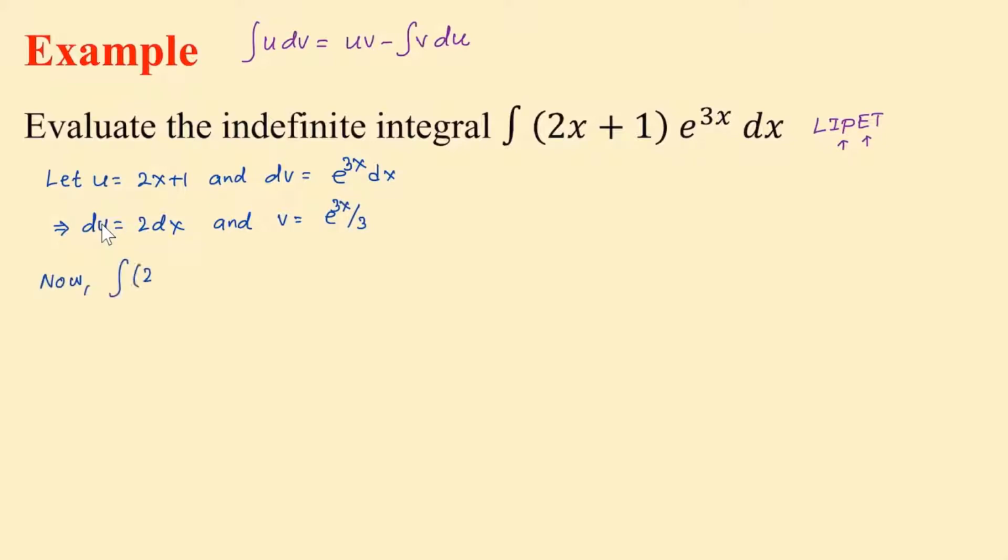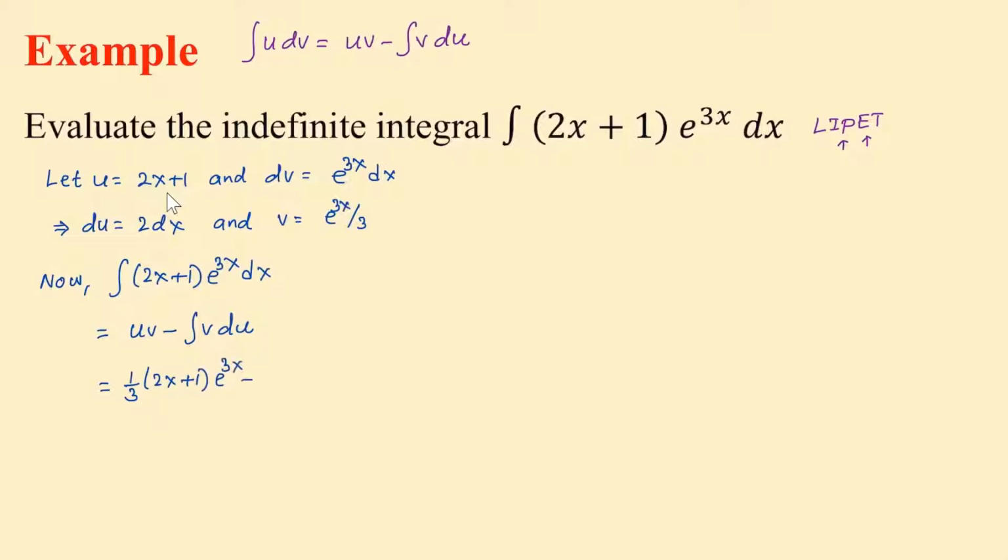Now the integral of 2x plus 1 times e to the 3x dx will be equal to uv minus the integration of v du, where v and du are the functions we found. Let's make that substitution. That's equal to u times v. We multiply these two: u is 2x plus 1 and v is e to the 3x over 3. So if we multiply, it will be 1/3 times 2x plus 1 times e to the 3x.